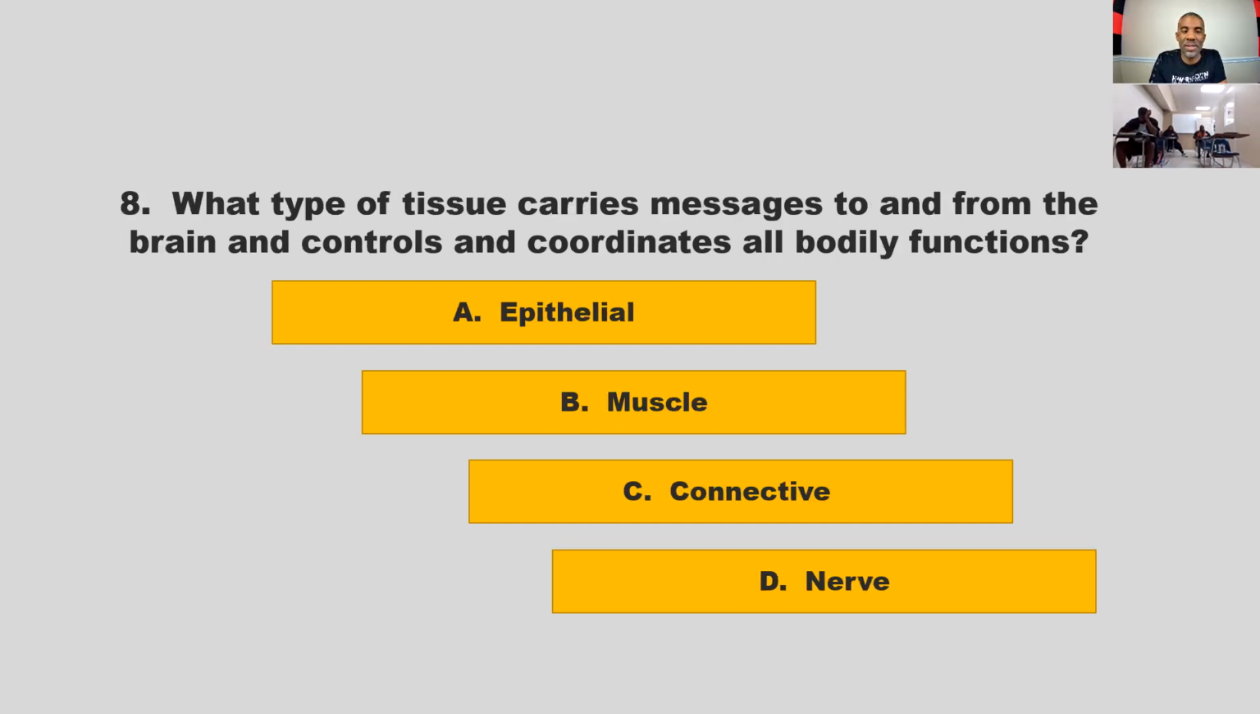So what type of tissue carries messages to and from the brain and controls and coordinates all bodily functions? Is it epithelial, muscle, connective, or nerve? Nerve. D. That is correct.